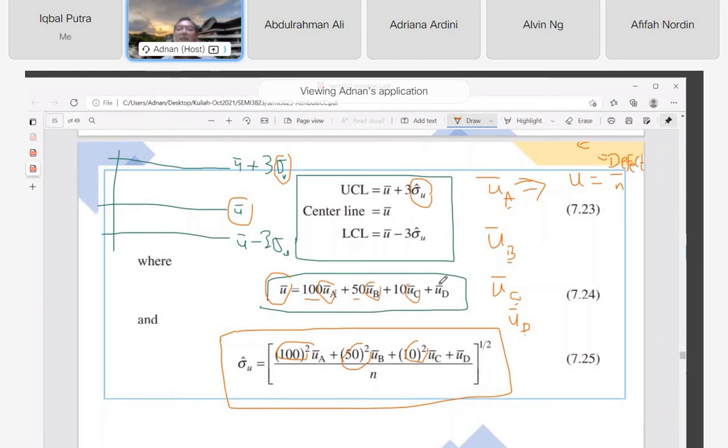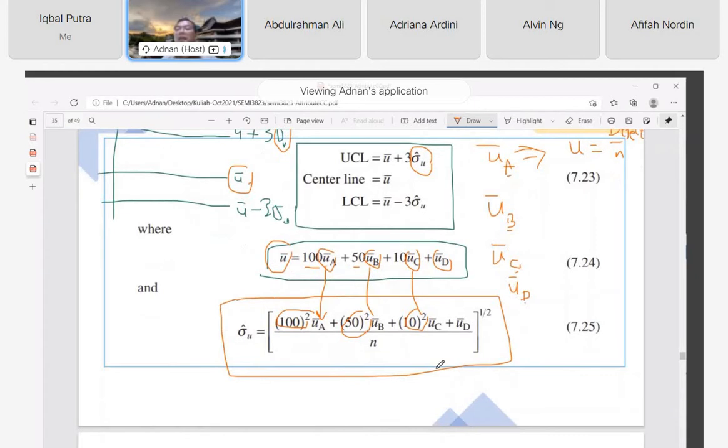And then we calculate, put in the weightage, we get a U. So in this case, we use the same value, but we square the weightage. After that, divide by N, where N is the sample size. And then we get the square root. Any question up to this point?